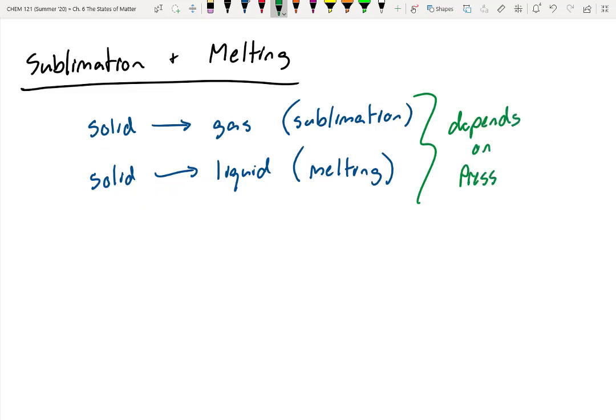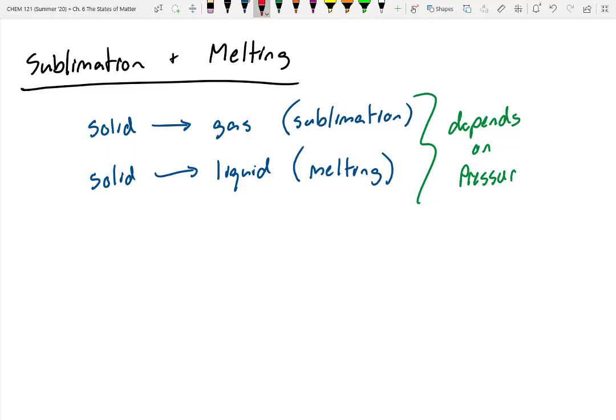In fact, if you've got solid dry ice at high pressure and it goes through the liquid phase, it's actually a really good solvent for pulling caffeine out of coffee beans. And so you can actually decaffeinate coffee that way. That's what they do for a lot of new decaf coffees. Kind of neat. All right.